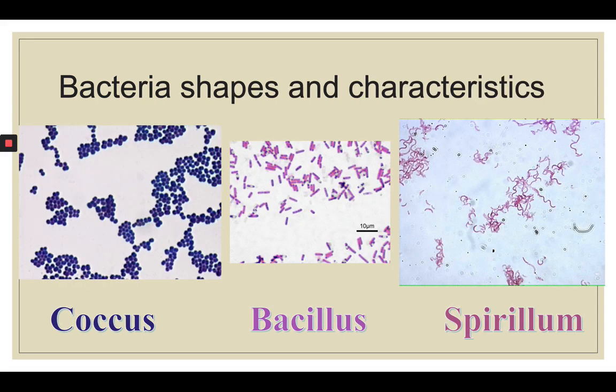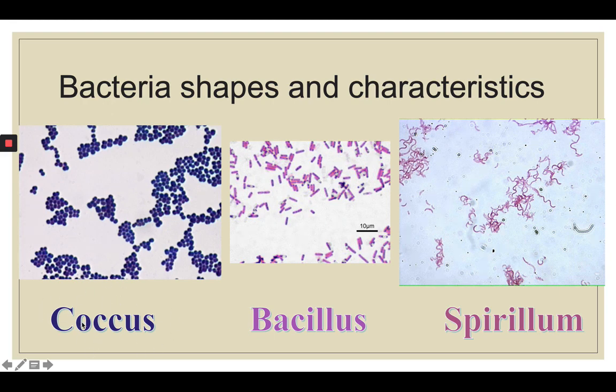Bacteria come in multiple shapes, and the ones we'll be talking about are coccus, bacillus, and spirillum. Coccus are round, and the way I remember it is coccus has an O, and it's like a circle. The plural is cocci. If you've heard of streptococcus, staphylococcus, that's this. It has its shape in the name.